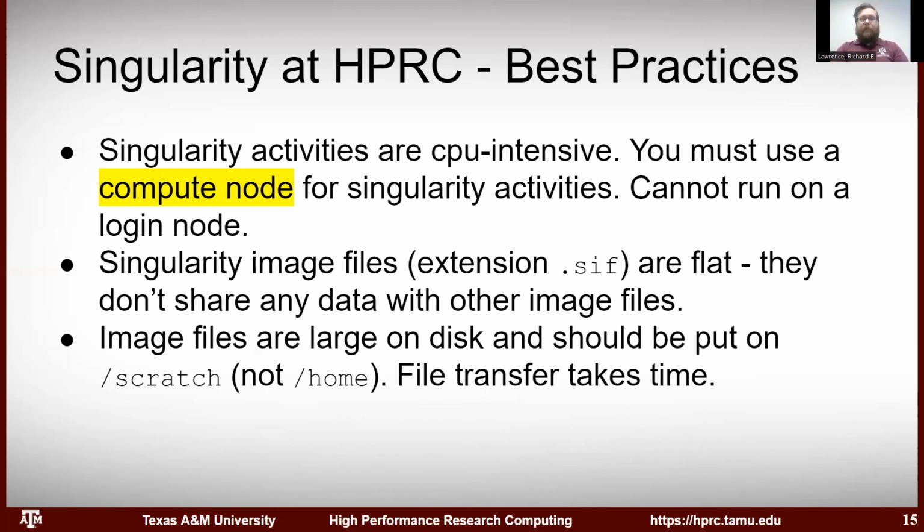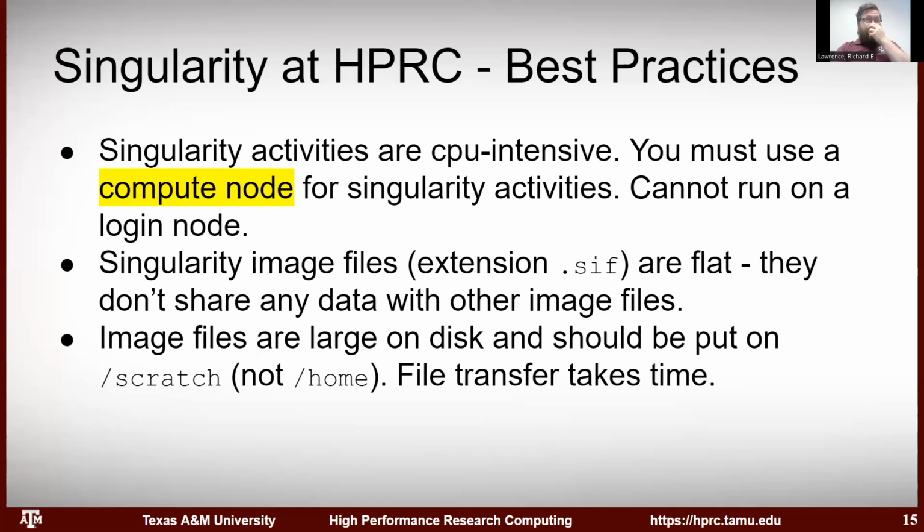Next, Singularity image files. You recognize them because they end in the extension .sif, which is short for the Singularity image file. They're flat. That means they don't share data with any other image files. If you're used to a different container runtime, such as Docker, Docker containers are layered. So that means if two containers are very similar, the part that they have in common will only be stored once on disk. Singularity image files are flat, which means if you have multiple images, then the total file usage is the sum of each of them.